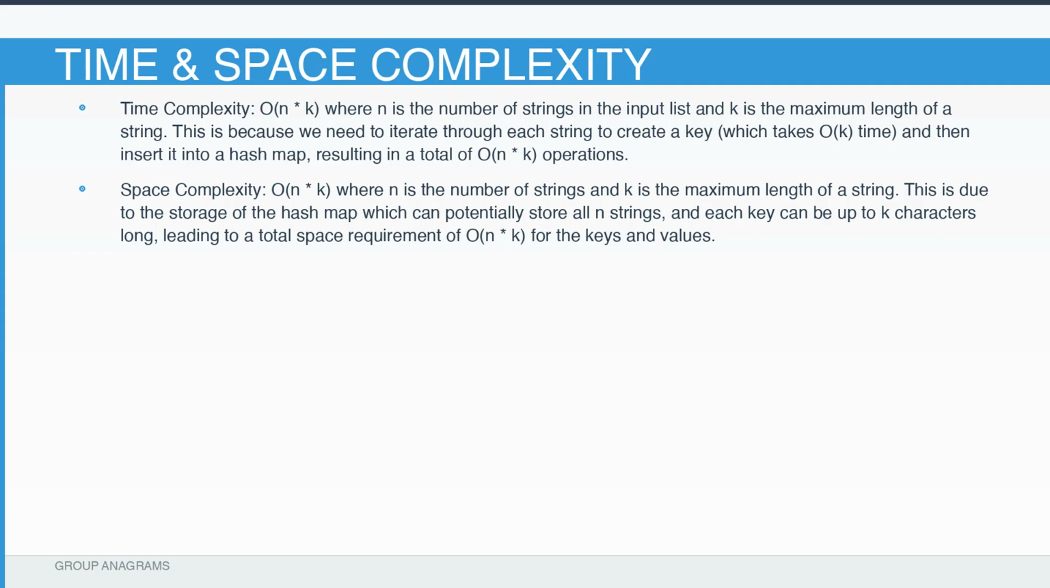Now, let's discuss space complexity. It is also O(n k). This is because our hash map needs to store all n strings, and each of these keys can be up to k characters long. So the space required for both the keys and values in our hash map also adds up to O(n k). Understanding these complexities helps us grasp the efficiency of our solution and its limitations when dealing with larger inputs.